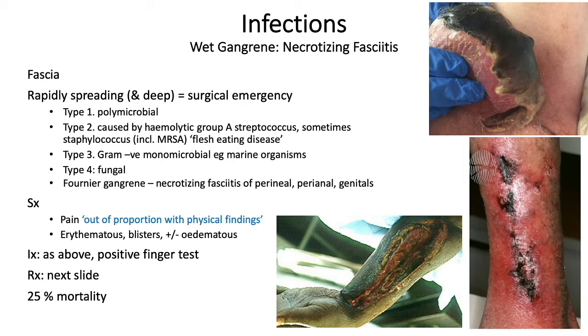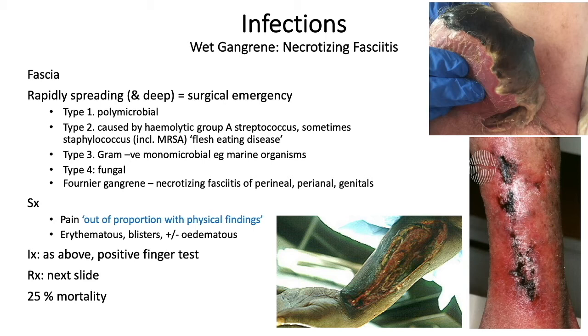So as I mentioned, in terms of signs and symptoms, a significant one is pain out of proportion with physical findings. And you can get some of the signs that I mentioned previously, so blisters and edema. Once it starts to spread, you can get systemic symptoms. And investigations are the same as I mentioned on the last slide. Specific to necrotizing fasciitis is a positive finger test, and this is pathognomonic. With this test, a 2 centimetre incision is made into the skin and the index finger is pushed in. It's positive if the finger passes through the subcutaneous tissue without resistance.